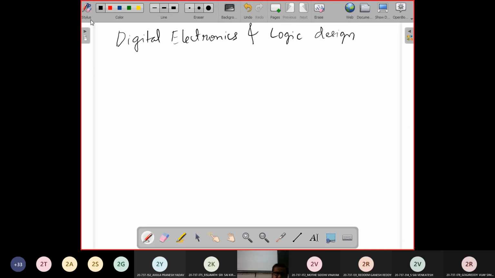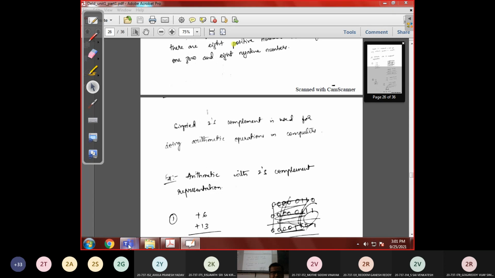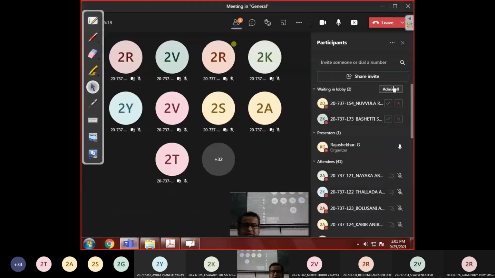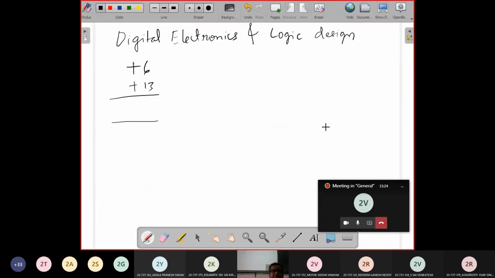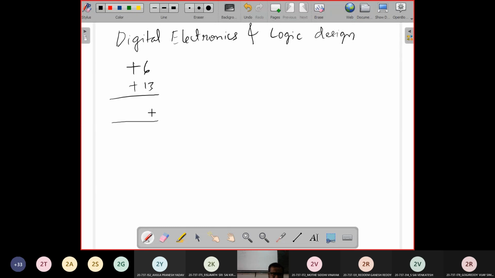Can somebody tell me what the answer will be? I am adding two numbers. One number is +6, the other number is +13. What is the result you expect? The result would be positive 19. Agree? Yes, sir. Now, how is it actually done in the machine?